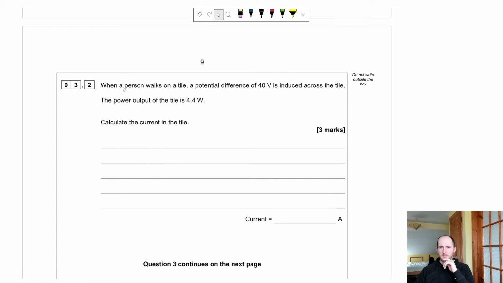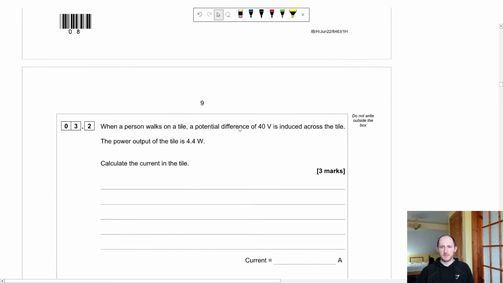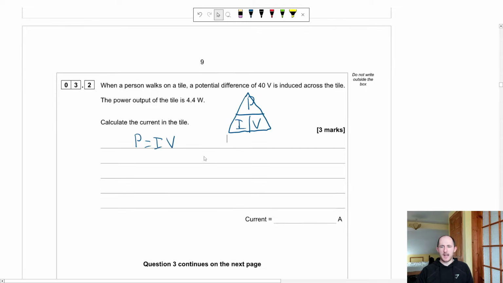And then it says, when a person walks on a tile, the potential difference of 40 volts is induced across the tile, the power output is 4.4 watts. It's actually pretty reasonable. Calculate the current in the tile. So again, we're using that formula we just highlighted, P equals IV, and we're using it to calculate the current in the tile. Now, some people prefer to use the whole formula triangle thing. But I personally don't like that.